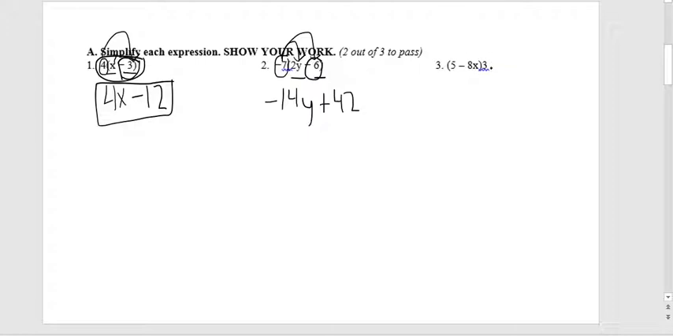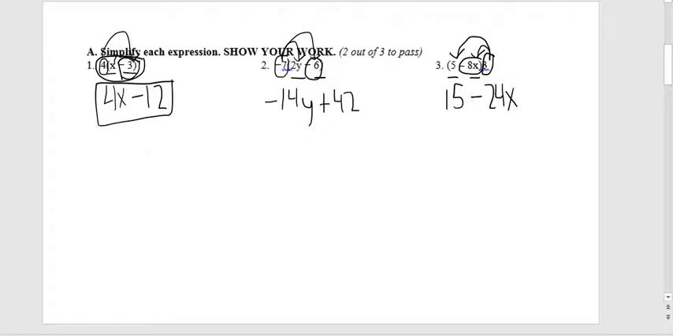For number 3, this one is a little bit different because the number that is next to our parenthesis is to the right side of it. But we do the same thing. We have to make sure we distribute that 3 to both terms inside the parenthesis. So 3 times 5 is 15, and 3 times a negative 8x is a negative 24x.